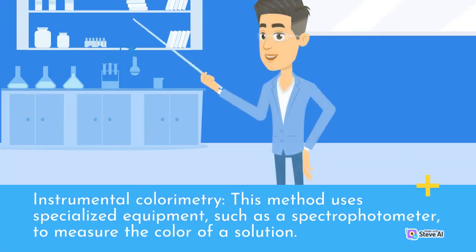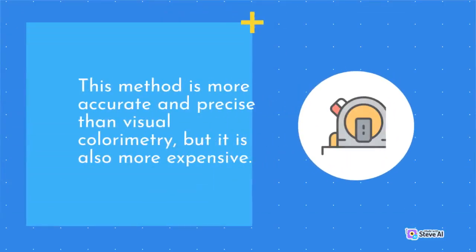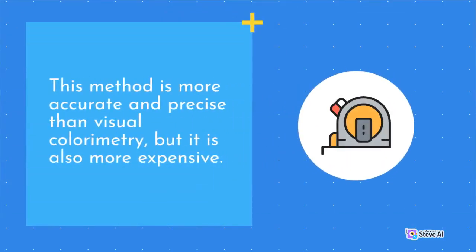Instrumental colorimetry. This method uses specialized equipment, such as a spectrophotometer, to measure the color of a solution. The spectrophotometer measures the amount of light absorbed by the solution at different wavelengths. This method is more accurate and precise than visual colorimetry, but it is also more expensive.